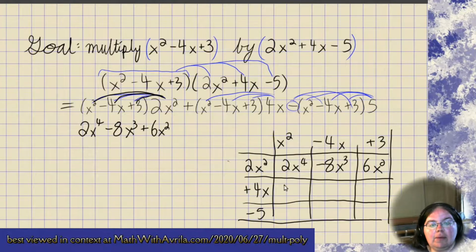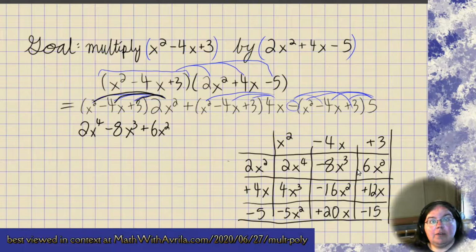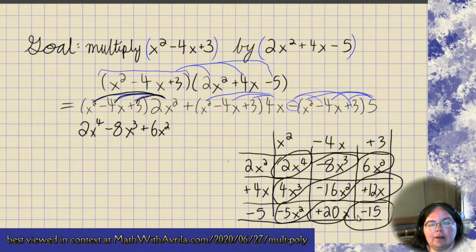So then I'll just continue. So I'll have 4x cubed minus 16x squared plus 12x, minus 5x squared plus 20x minus 15. Now this next thing doesn't happen 100% of the time, but it's pretty consistent when you have both polynomials in descending order and they're descending by the same degree. We've got our like terms on the diagonals. And that makes it pretty nice for combining your like terms afterward.